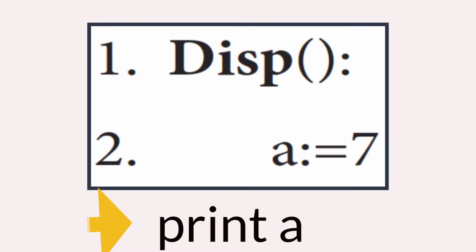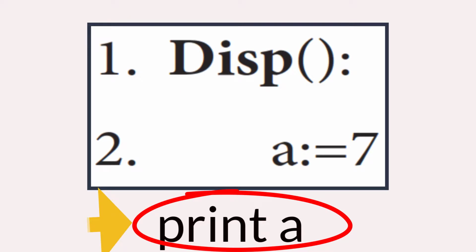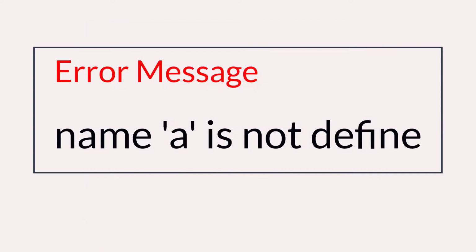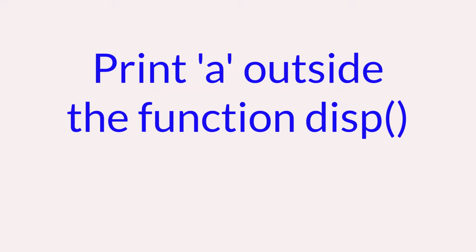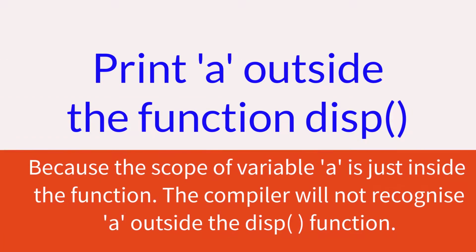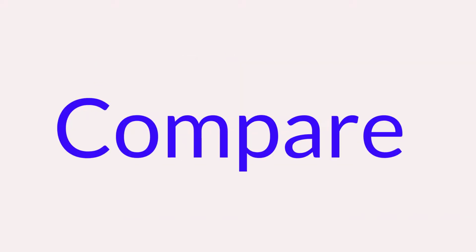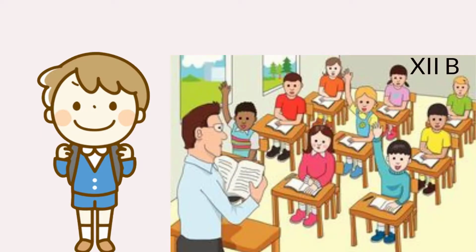But the scope of variable a does not exist outside the disp function. So the print a statement will give an error. Let's see what error it gives. It gives: name a is not defined. This is the error that will display when we try to print a outside the disp function. Because the scope of variable a is just inside the function, the compiler will not recognize a outside the disp function.